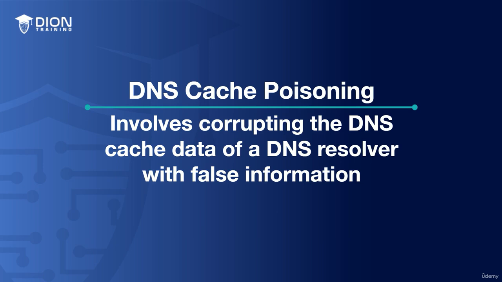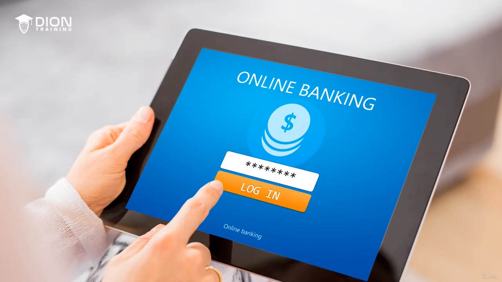DNS cache poisoning, also known as DNS spoofing, involves corrupting the DNS cache data of a DNS resolver with false information. This leads the resolver to direct traffic to an incorrect IP address set up by the attacker, often to a malicious website. For example, an attacker could poison the DNS cache of a popular online banking website and then cause the bank's users to be redirected to a fake website where their login credentials could be stolen by the attackers.